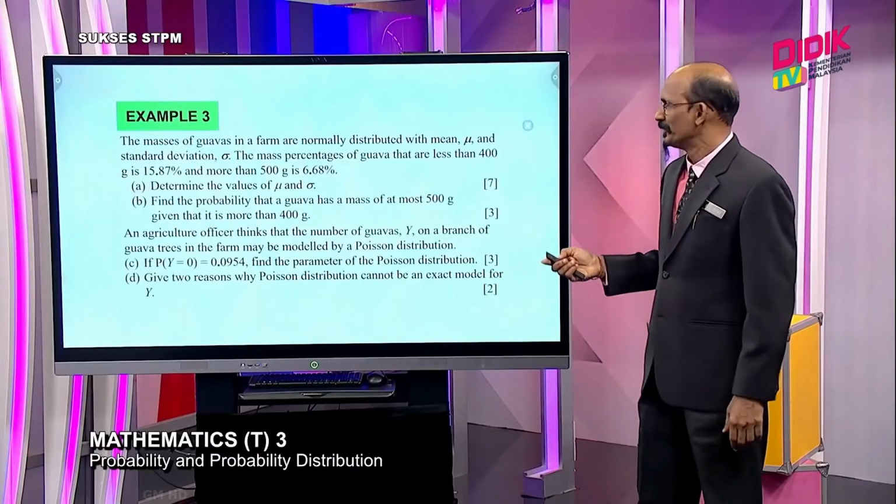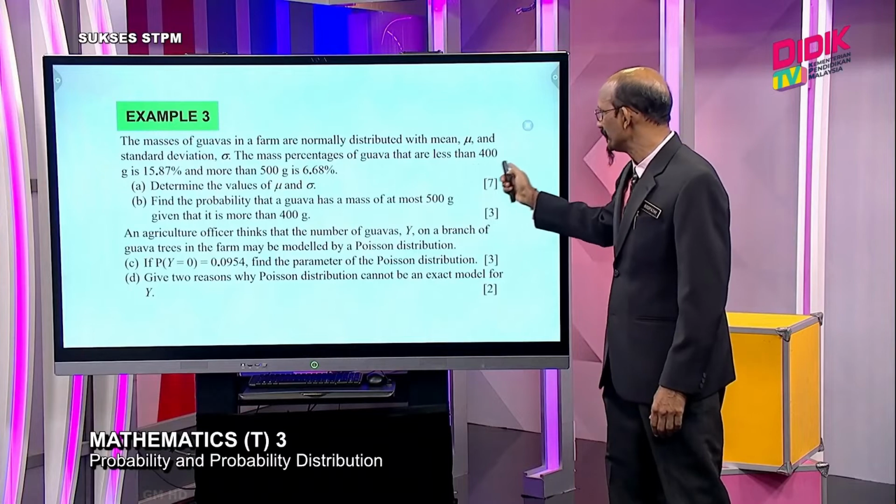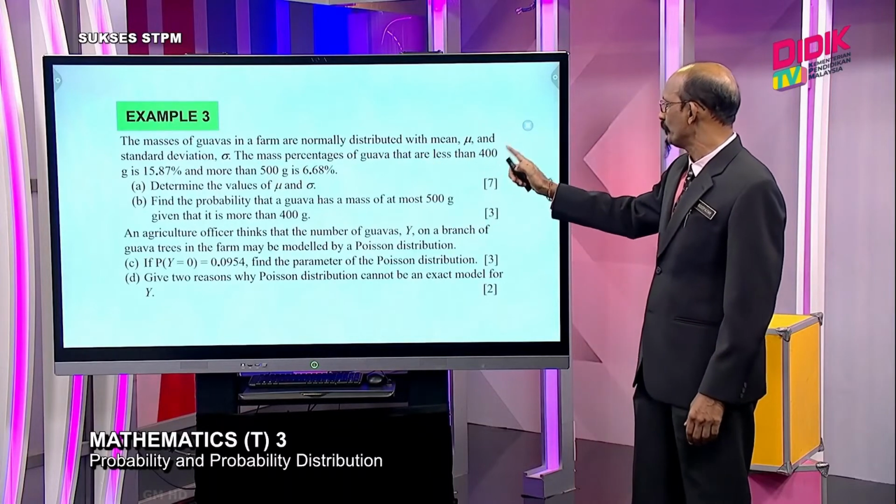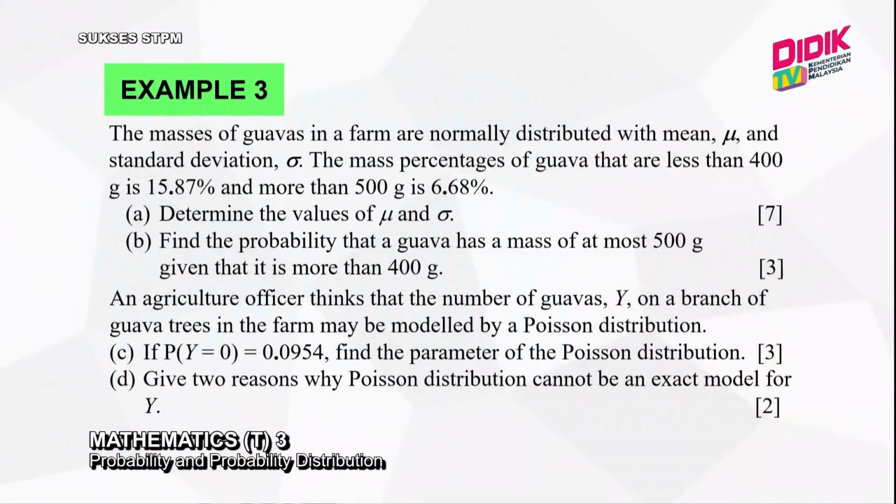Wow. So the mass of guava is given something like this. The percentage of guava that are less than 400 gram is 15.87%. More than this one is 6.68%. So determine mu and lambda, and find the probability that a guava has a mass of at most 500 gram, given that it is more than 400 gram. And then in the next part, there is one officer, he goes and does something.